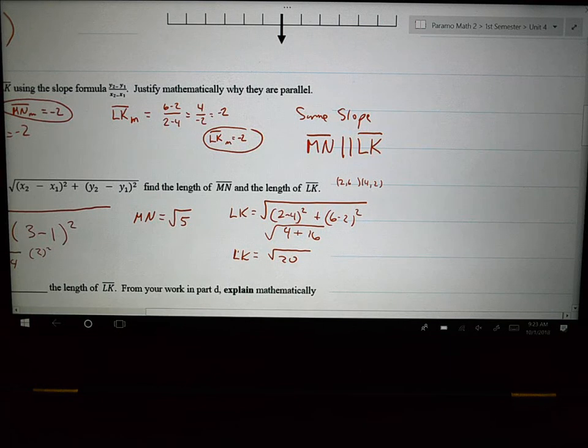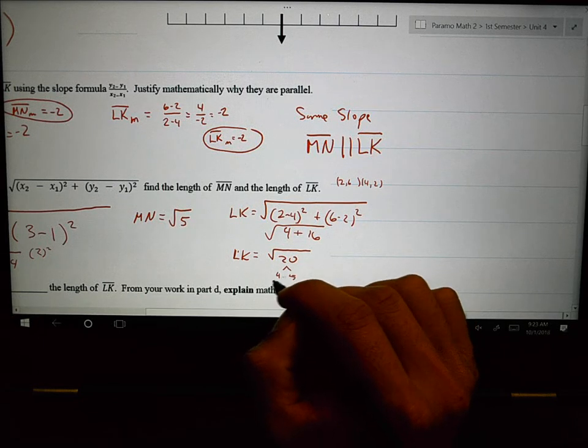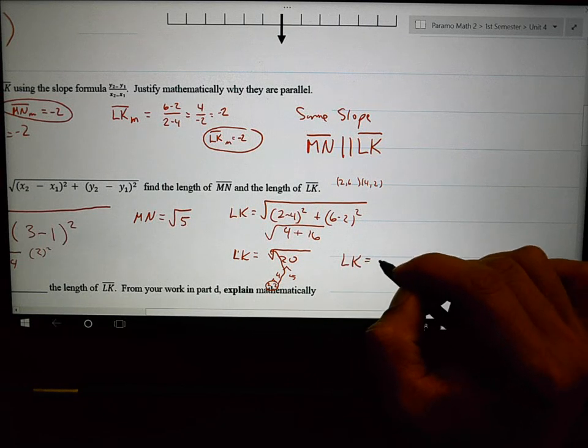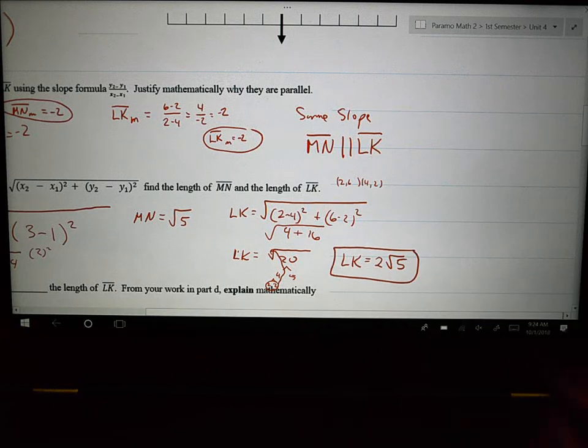I may or may not have shown this to you before, but the square root of 20 reduces. I have shown this to you. 4 times 5, 2 times 2. Here's a pair. It pops out. LK in reduced radical form, something you've learned how to do before, is 2 radical 5.